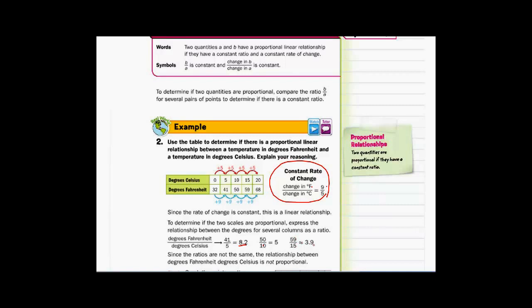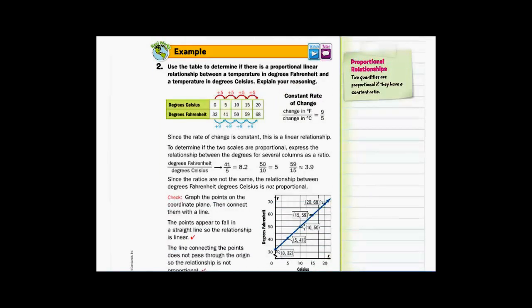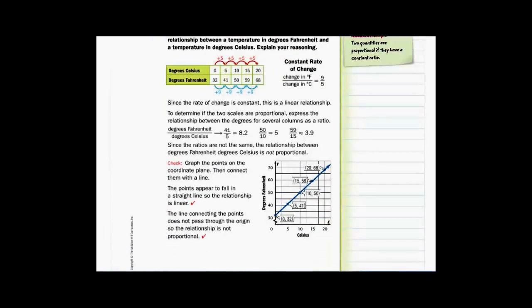So these proportional values aren't the same every time. They're not the same every time. So even though this is a linear relationship, it is not proportional. It is not proportional. So there is a difference. It does have to have a constant rate of change. So we talk right here, the points appear to fall in a straight line.